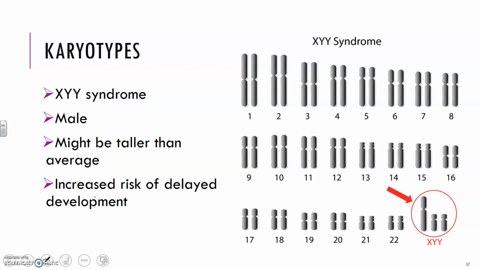But because the Y chromosome doesn't have a whole lot of information, the cells can still survive. The person is still able to function quite well. There's not a whole lot of developmental issues that go along with this syndrome. A lot of people wouldn't even know that they have XYY syndrome, those that do have it.